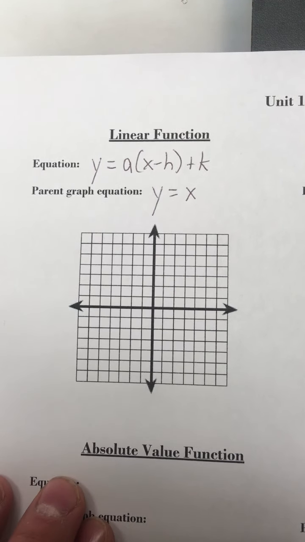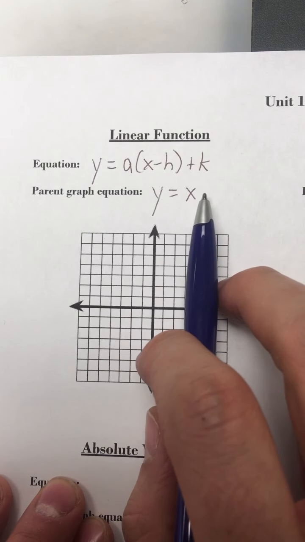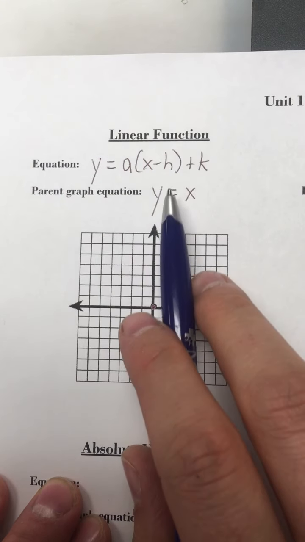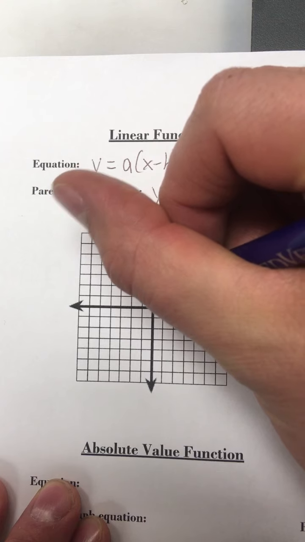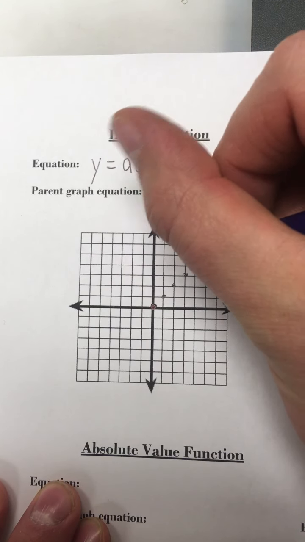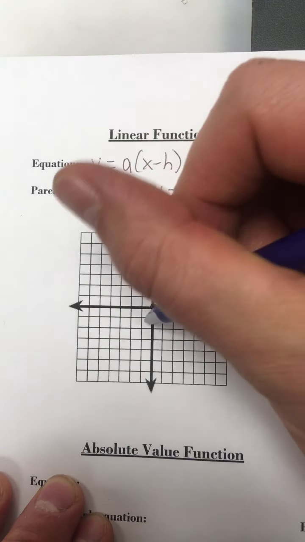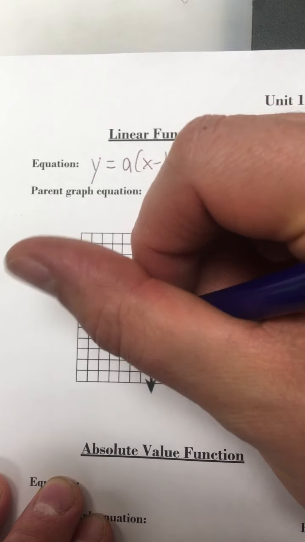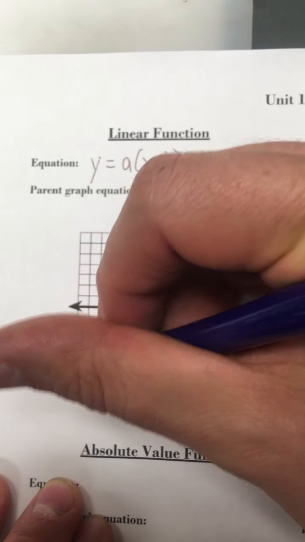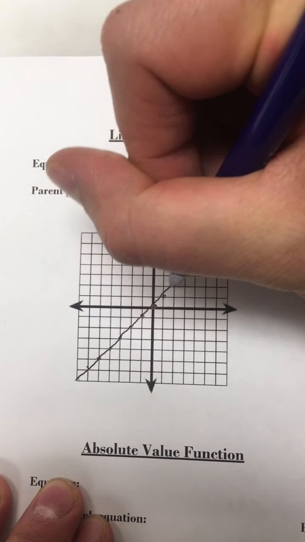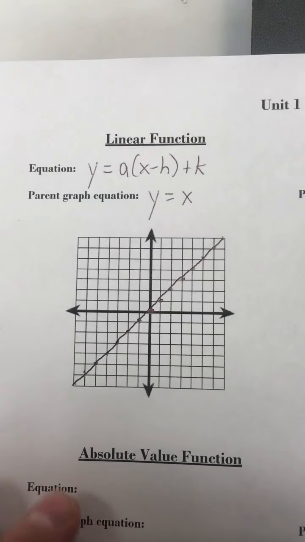Now, the graph of that, you recall, is going to make a straight line. Y equals just x would start here at the origin at 0, 0. And then if you remember slope, it would go up 1 over 1, up 1 to the right 1, all the way across the graph. And same thing this way. It would go down 1 to the left 1. So that parent function of a linear function is just a straight line, y equals x, going through the origin, up 1 over 1. That's a linear function.